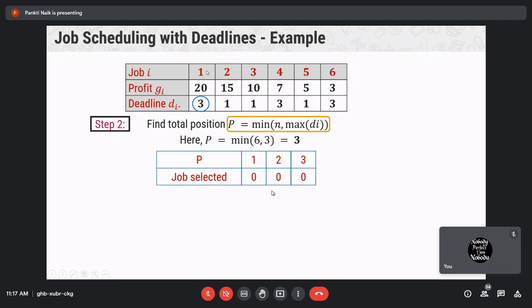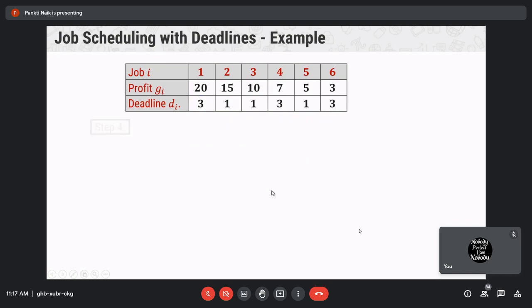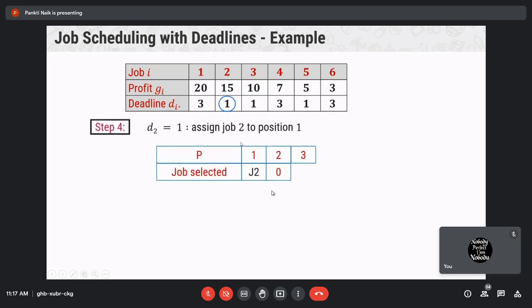Why? Because the deadline for this first job is 3. So add job number 1 at position 3, like this. Now the next job is 2 with deadline 1. So add job number 2 at position 1.